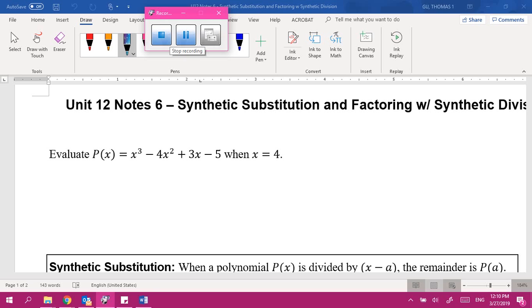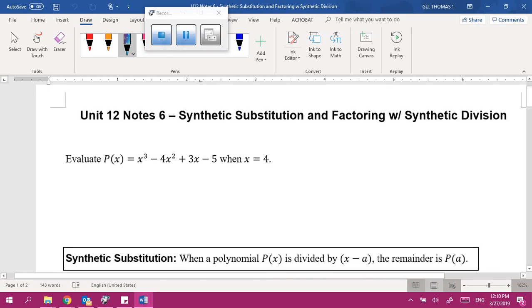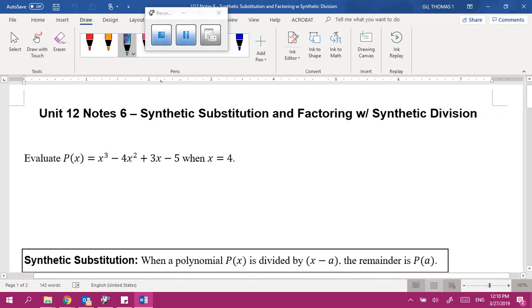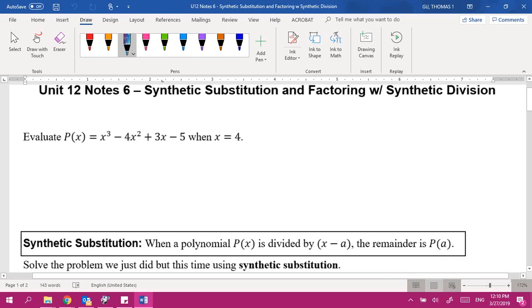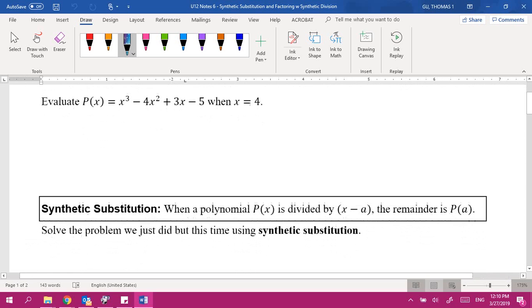Today, Unit 12, Notes number 6, we're going to be doing some synthetic substitution and factoring with synthetic division. First, we have kind of a review problem. This is not using what we did yesterday, okay? This is just something that we've done in the past, right here. Evaluate P of x equals x cubed minus 4x squared plus 3x minus 5 when x equals 4.